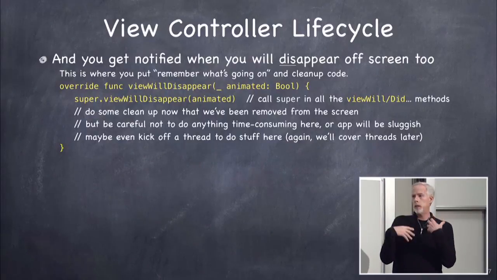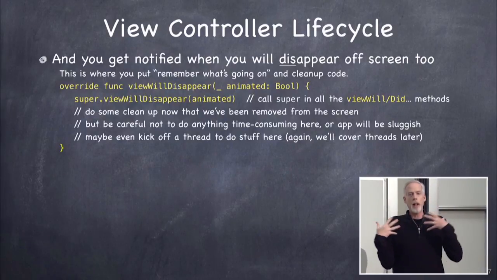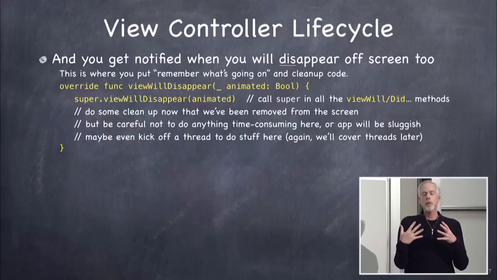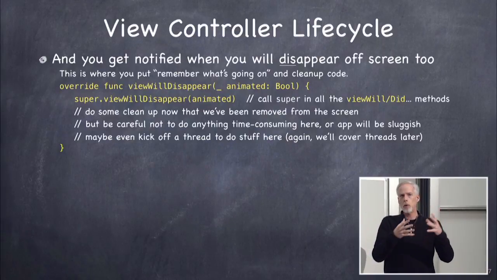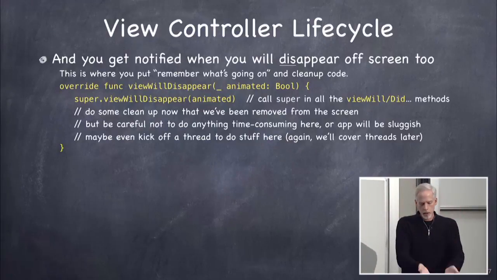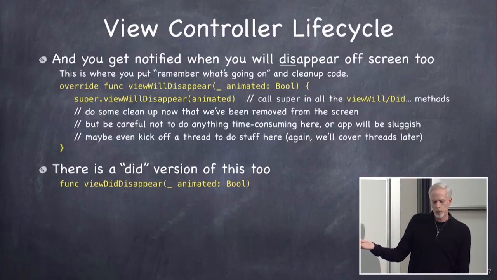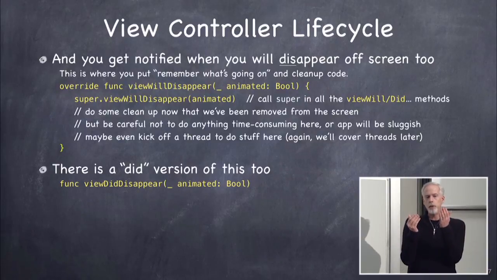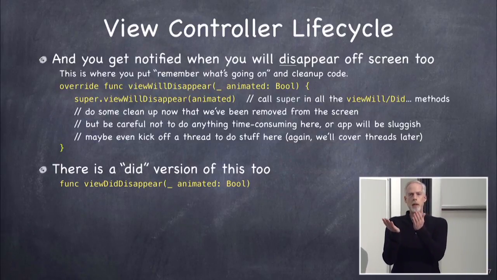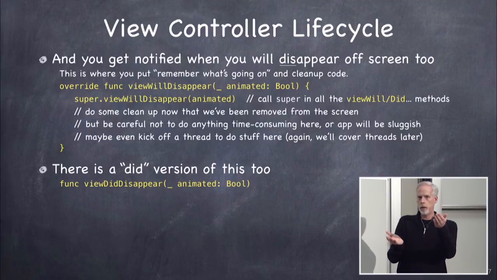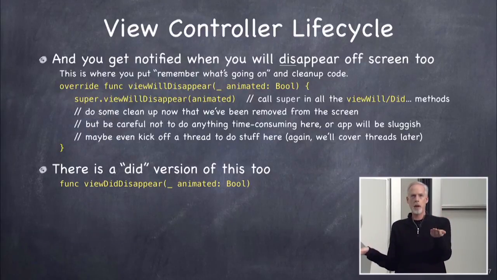Your MVC disappeared, and so if you allocated some resources that you don't need, like a network connection that only makes sense to be open while your MVC is on, then here's a good place where you can shut it down. There's a "did" version of this as well. A lot of times people look at viewDidAppear and viewWillDisappear as matched. One undoes the other, and the same thing with viewWillAppear and viewDidDisappear. Those are going to undo each other.